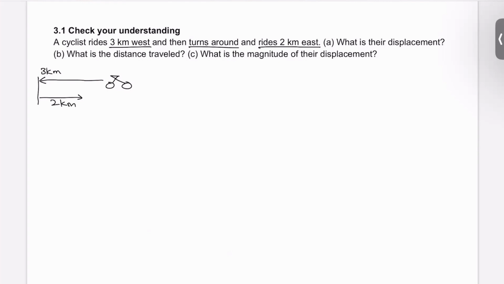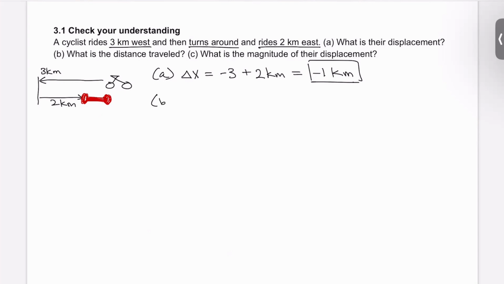Now that we have a better understanding of what this looks like, let's start with part A. What is the displacement? So displacement is the change in x. So we go in the negative direction for 3 kilometers and then positive direction for 2 kilometers. So our displacement is going to be -1 kilometers because we're just interested in where did we end up relative to our starting point. So this was our starting point, and this is where we ended up. So what is that displacement? And we found it. Nice.